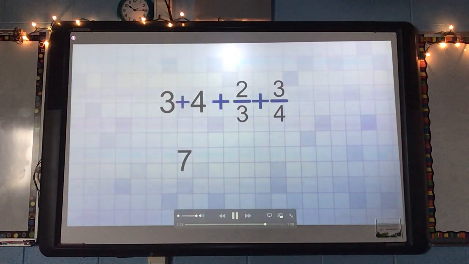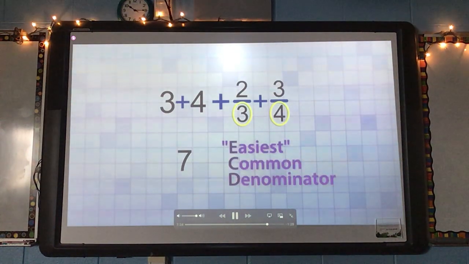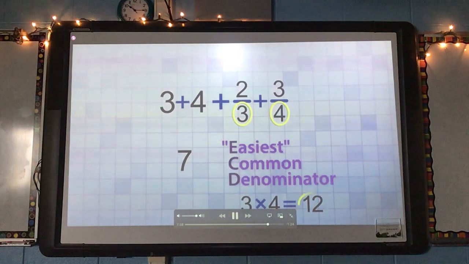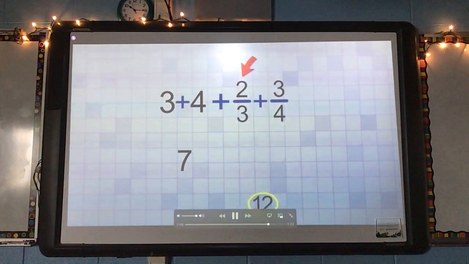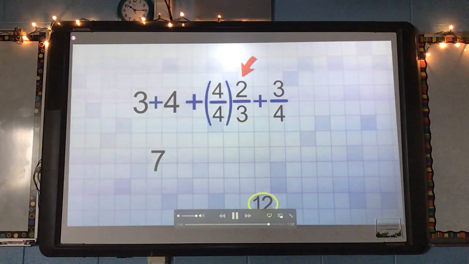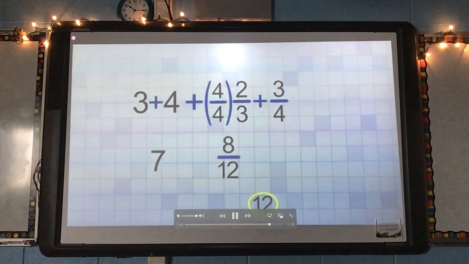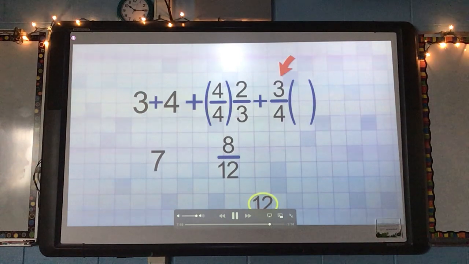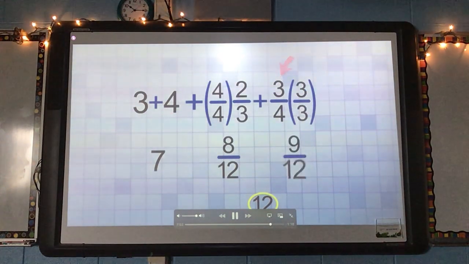And we also need to add 2/3 and 3/4. Since these are unlike fractions, we need to change them. 3 and 4 are not multiples of each other, so it looks like using the easiest common denominator will be our best option here. 3 times 4 equals 12, so that will be our new denominator. To convert 2/3, we multiply it by 4/4, which gives us the new equivalent fraction, 8/12. And to convert 3/4, we need to multiply it by 3/3, which gives us the new equivalent fraction, 9/12.